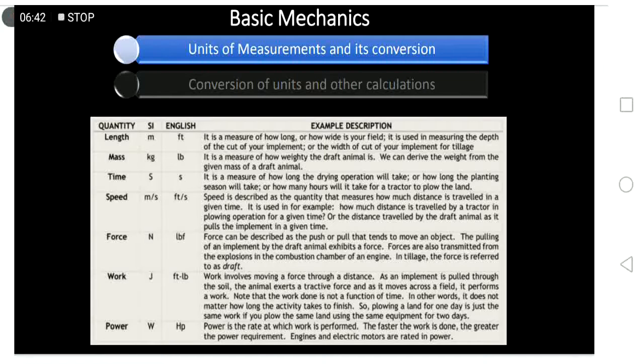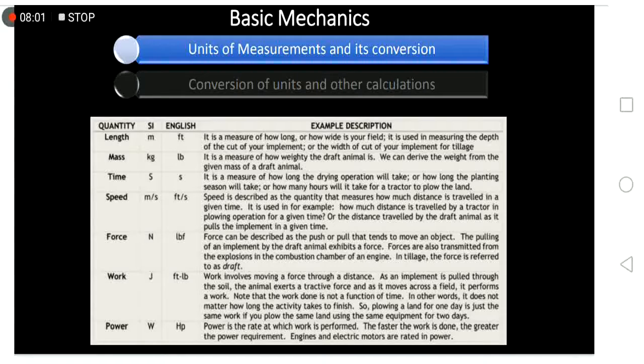So for the mass, the metric unit is usually kilograms, grams, while for the English it's usually pounds. Okay, it is a measure of how weighty the draft animal is. We can derive the weight from the given mass of the draft animal. Okay, so for time, we have the same units for SI and English systems: seconds, minutes, hours, days, and so on. It is a measure of how long, for example, a drying operation will take. About 2 hours, 1 day will the drying operation take, or from 8 a.m. to 4 p.m. How long will the planting season take? About 1 month, 4 months. How many hours will it take for a tractor to plow the land? 1 day, 2 hours, and so on. So it's the measure of how long in terms of time.